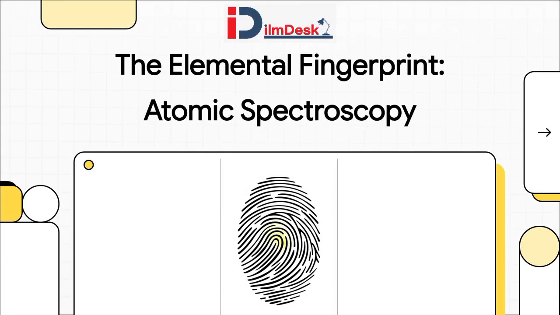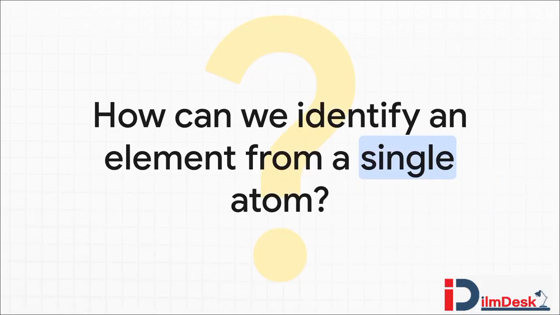All right, today we are diving deep into something truly amazing, atomic spectroscopy. It's this incredible technique that lets scientists look at pretty much anything and read the unique signature of every single element inside it. I mean, just think about that for a second. How on earth can we possibly tell the difference between one single atom of gold and one single atom of lead? It honestly sounds like something straight out of science fiction, right?